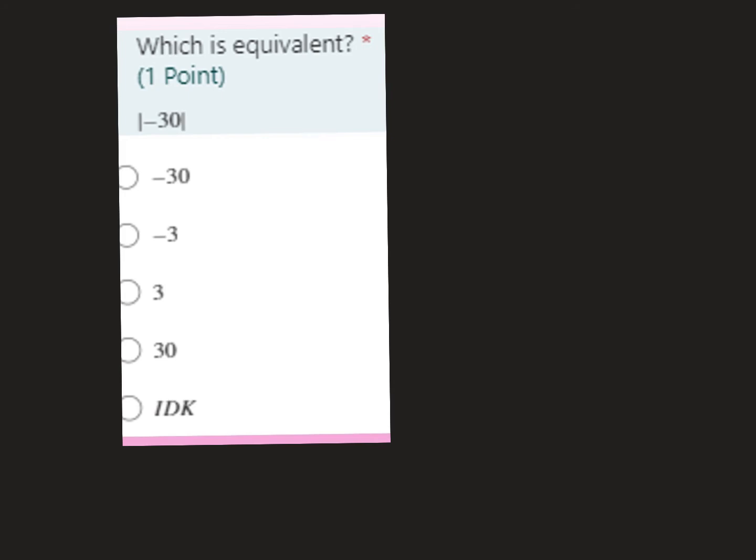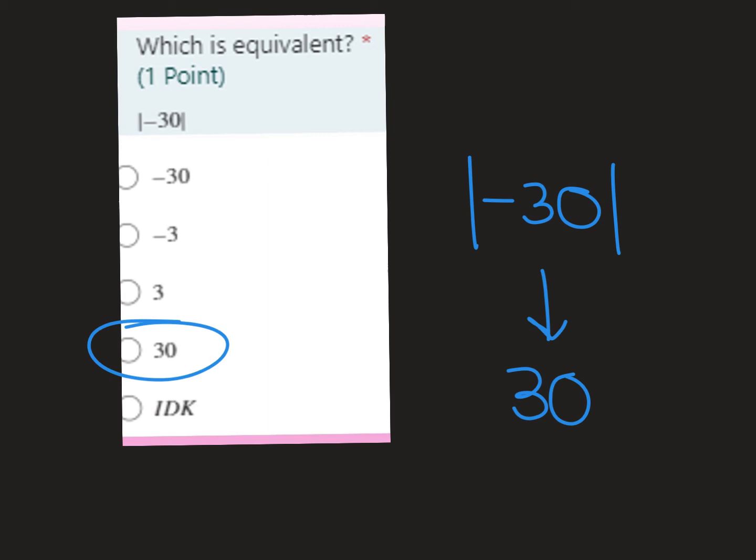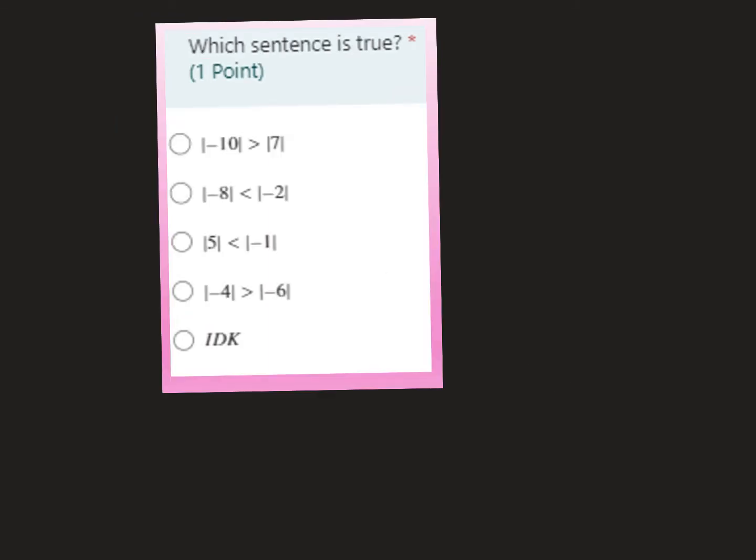So that right there says the absolute value of -30. Absolute value is just a number's distance from zero. It should give you a positive number because we are talking about distance. So the absolute value of -30 is just 30 because -30 is 30 units away from zero on a number line. All right, last but not least, we are comparing two absolute values using inequalities.